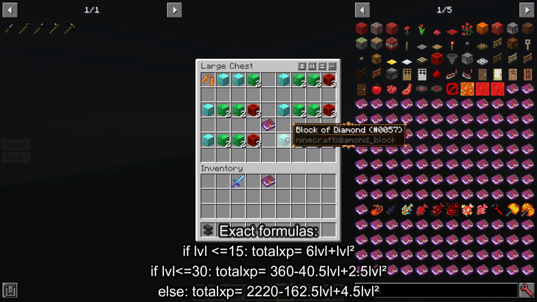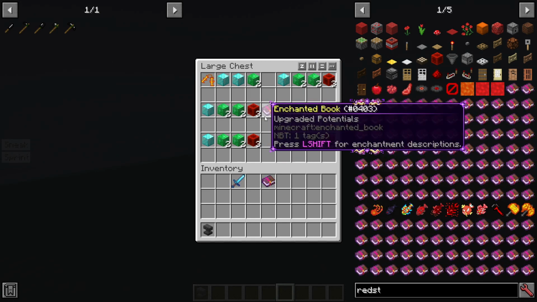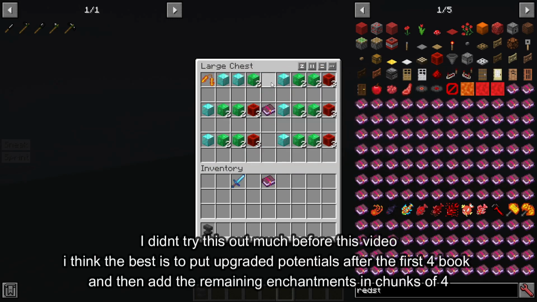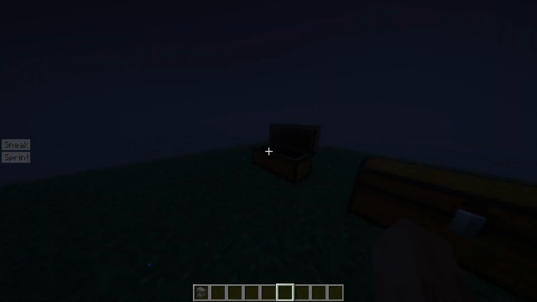And of course, if you don't put on 24 enchantments, well 23, but only 20 or 19, you could already put upgraded potentials here, so you don't even pay the 15 levels, you just pay like 3, 7, and then upgrade potentials, and then it's 0, 1, done. Now this was all lots of theory, let's do some practice.